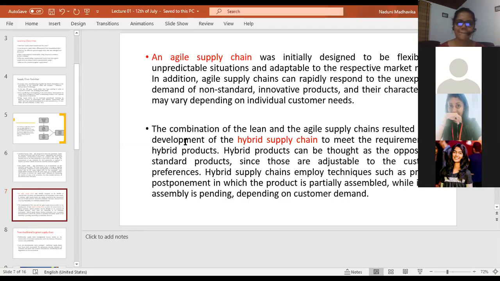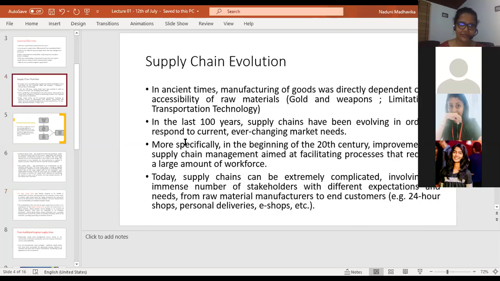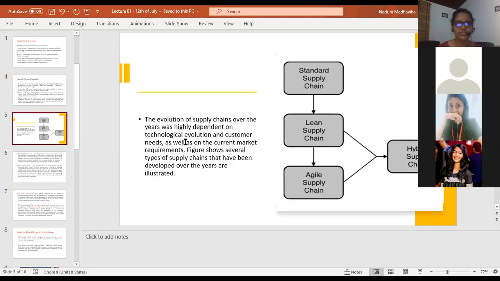Stages of the supply chain. What did you start with? Traditional supply chain. Yes. What else? The supply chain evolution. Yes. First we discussed supply chain evolution, then the various stages that have been there in the evolution. So we have discussed four particular stages: standard supply chain, lean supply chain, agile supply chain, and hybrid supply chain. Clear? So are the differences clear for you? Can you differentiate between these concepts? Clear?